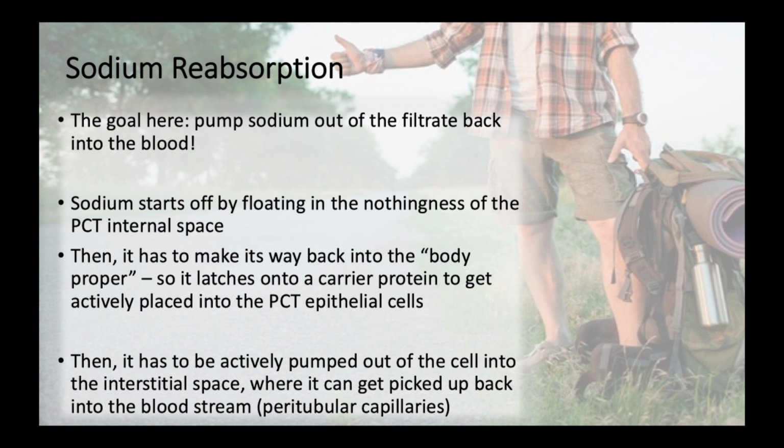So once it's into the PCT epithelial cells, it has to be actively pumped out of the cell, which requires energy, into the interstitial space, so the space between cells, where it can get picked up into the bloodstream through the peritubular capillaries. So essentially it has to act as a hitchhiker with a carrier protein to get back into the PCT epithelial cells, where it then gets pumped into the interstitial space and then picked up by the capillaries.